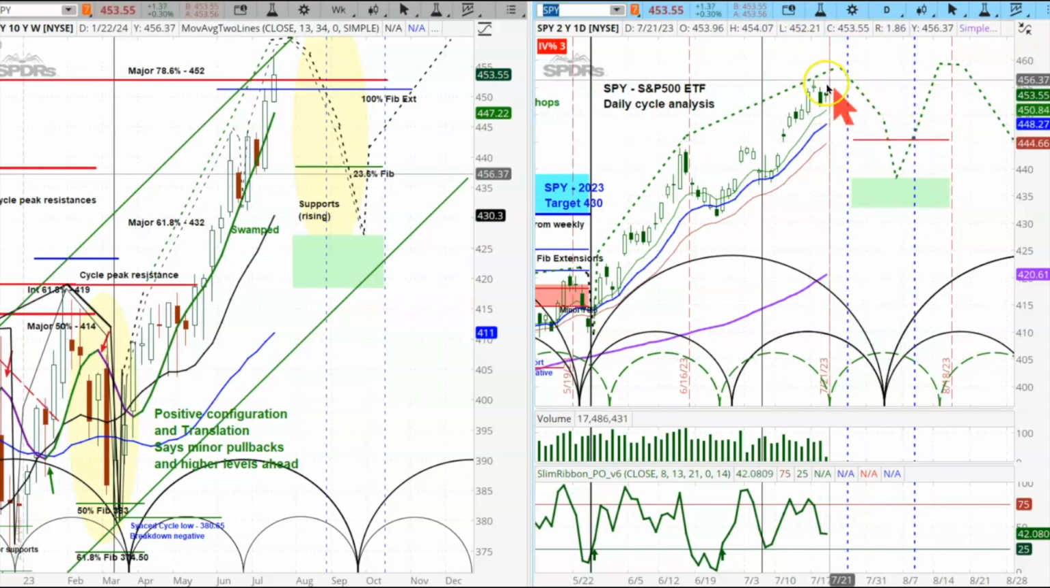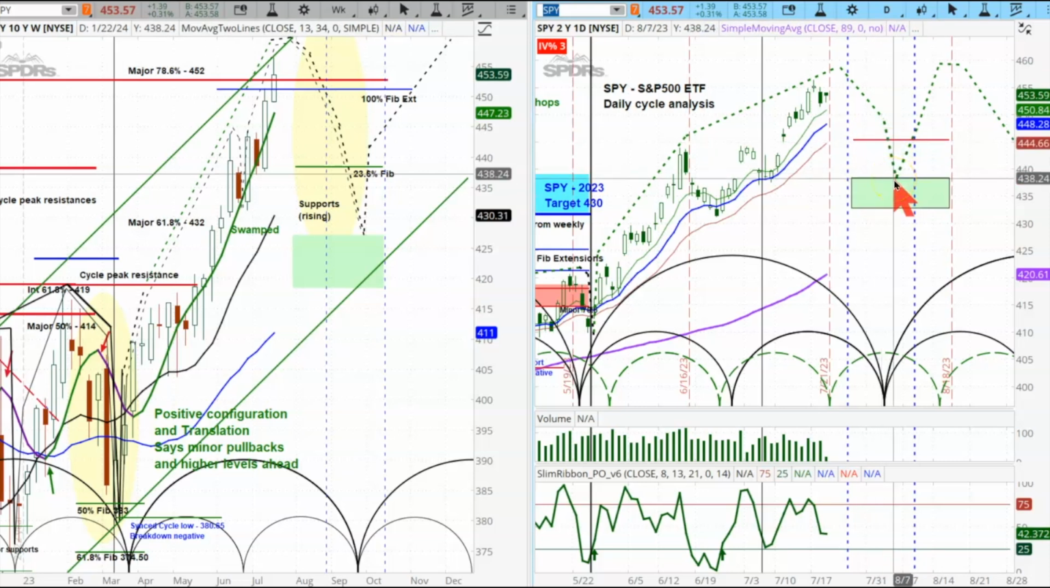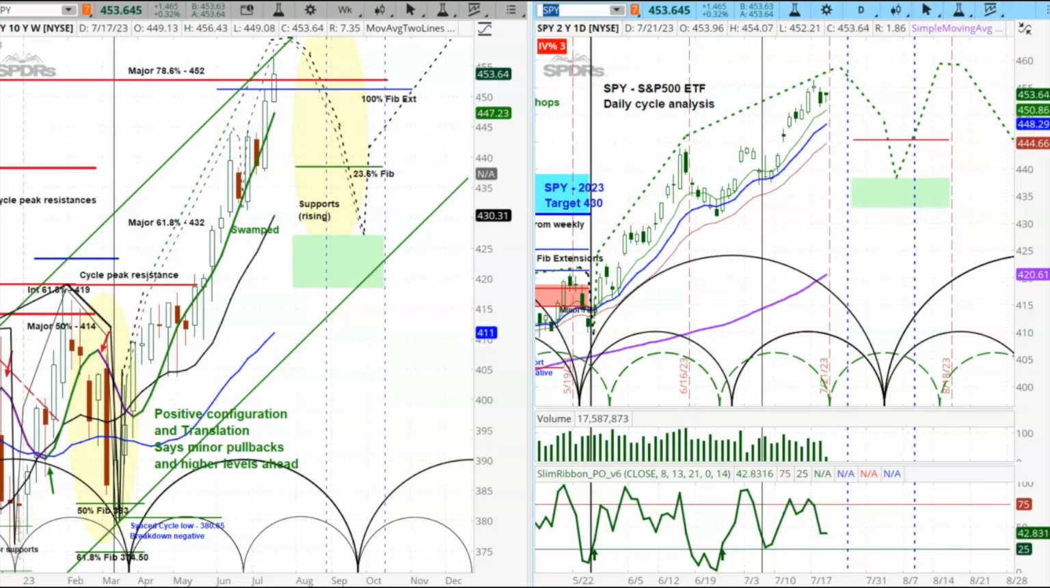On the minor pullback here, we're kind of looking for, this is 445 right over there, that it could pull back to. This is around 438 right there. That makes sense for a minor pullback here into the early part of August. Another rally here into mid-August that challenges the highs right there. Again, we think that the S&P 500 will probably slightly outperform the NASDAQ, but at the same time, I think that the NASDAQ will vastly underperform the Dow and the Russell.